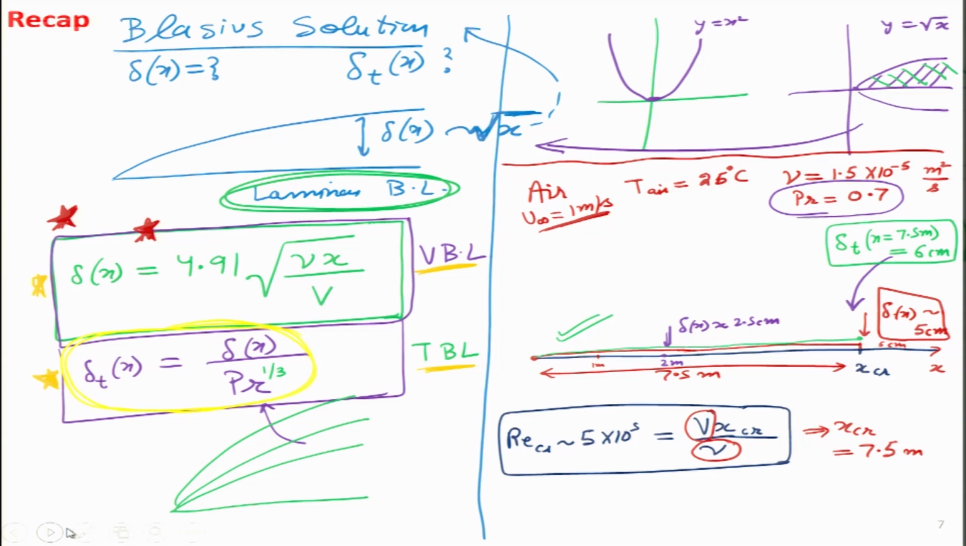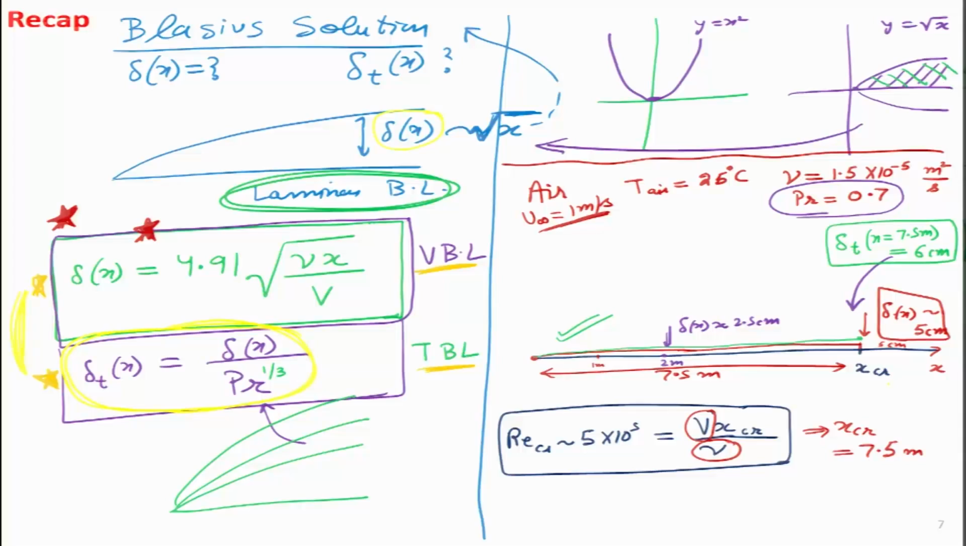Then we looked at the solution of the Blasius equation, and with that solution we are directly able to get the value of the boundary layer thickness, delta x, for both the velocity boundary layer, delta x, as well as the thermal boundary layer, delta T x, and both are related to one another with just a multiplier fraction linked with the Prandtl number.